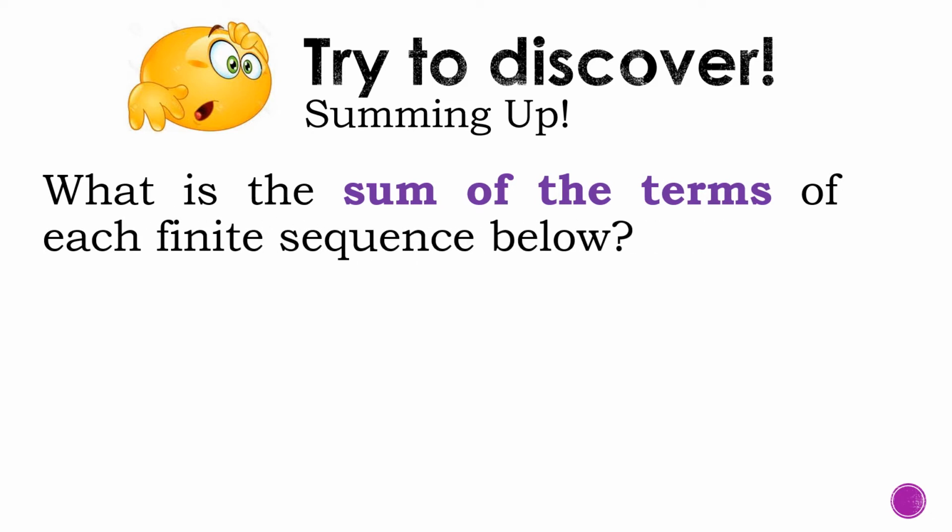What is the sum of the terms of each finite sequence below? Number 1, the sequence 1, 4, 7, and 10. What is the sum of all the terms? So to get the sum, you can easily add 1 plus 4 is 5. 5 plus 7 is 12. And 12 plus 10 is equal to 22. Therefore, the answer here is 22.